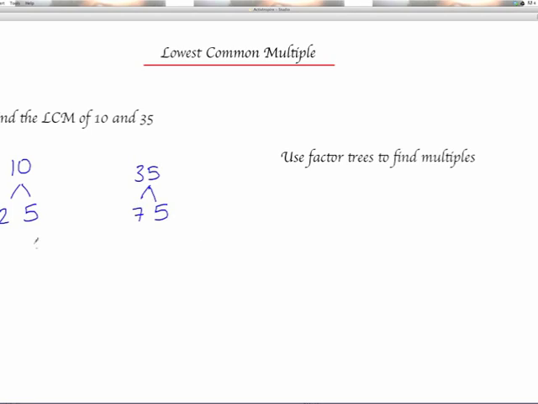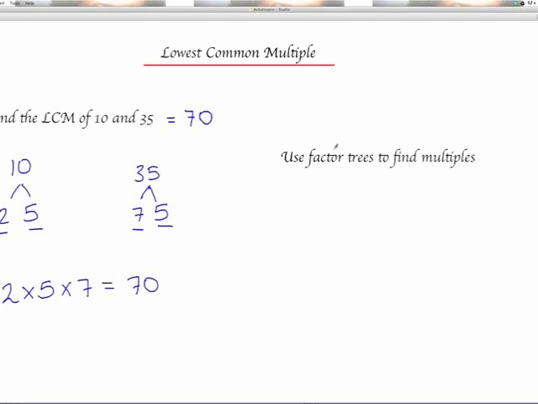Now if I look at the numbers that I'm given at the bottom, I can just multiply them together, but I do not want any numbers which have been repeated in both. So for example, I've got 2 times 5, so I've used the 2, there's no 2 here. I've used the 5, and there's a 5 here, so I don't want to use that one again. And then the only one left is a 7. So 2 times 5 times 7 gives me 70. So the lowest common multiple of 10 and 35 is 70.